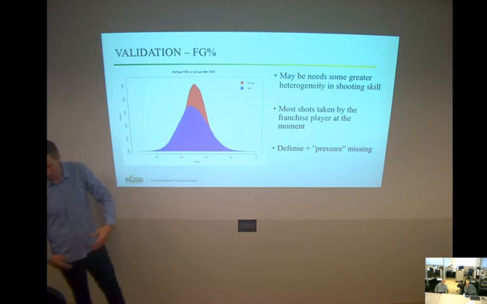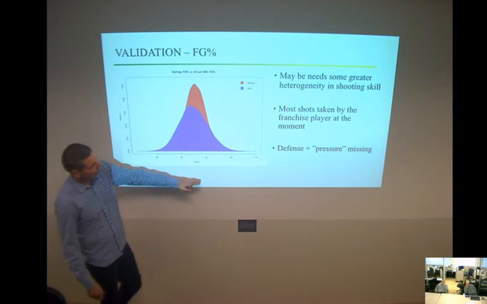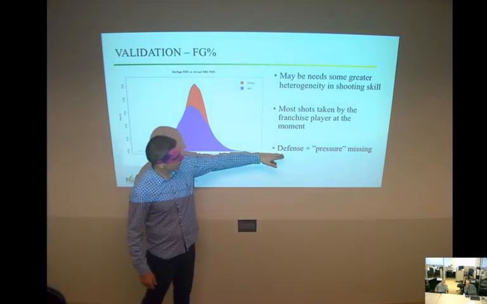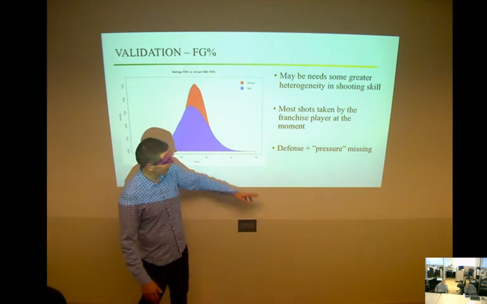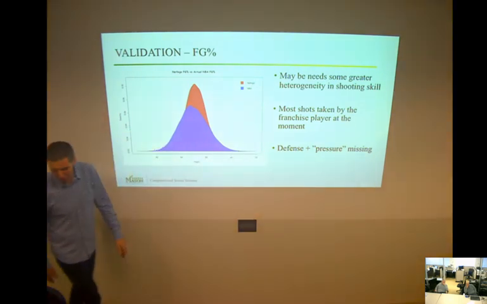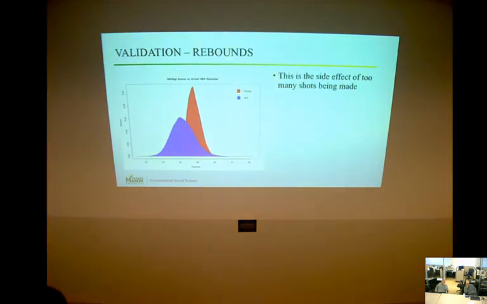Also in this model, most of the shots are taken by the franchise player. And the defense is sort of like all-star defense. It's moving around, not actually doing much, and the pressure at the moment is also missing. There's no clutch shots. Rebounds are fairly similar, but that's almost a replication of the amount of shots being made.